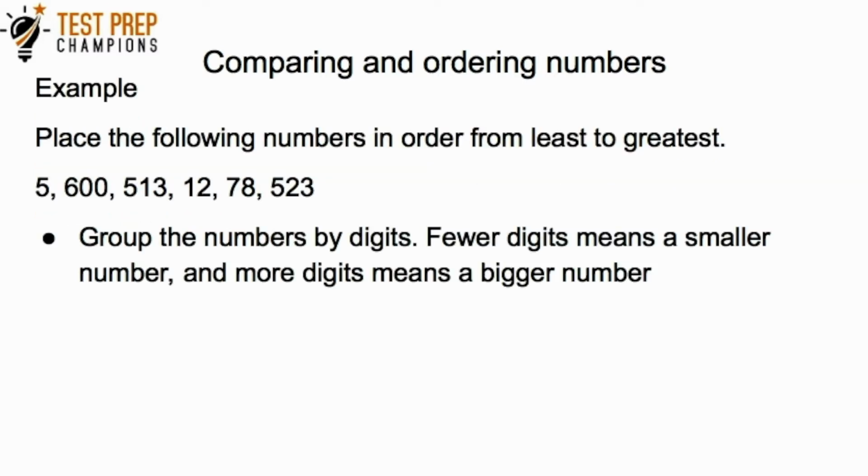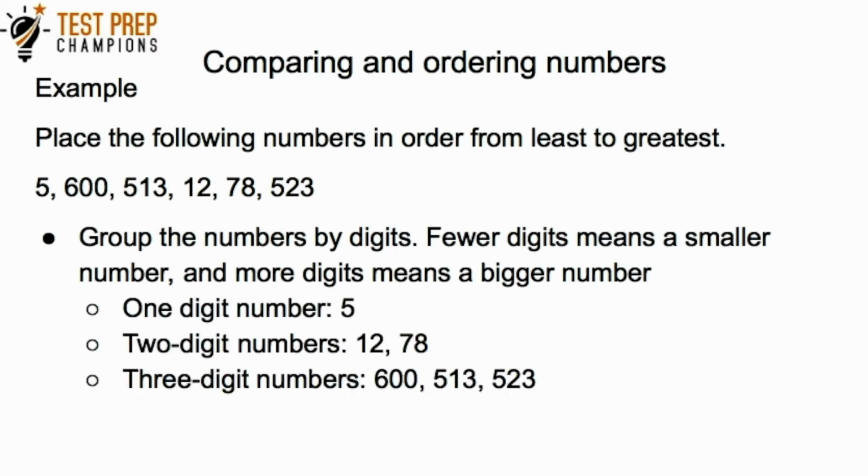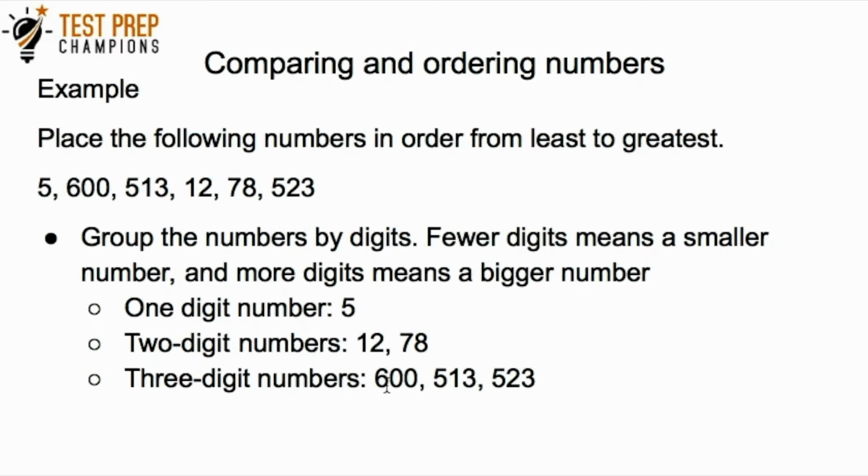Basically, the way most math books teach this is they want you to group the numbers by the digits, right? So fewer digits means a smaller number, and more digits means a bigger number. So basically, the way you would do this is you would say, well, 5 is a one-digit number, and 12 and 78 are both two-digit numbers, and 600, 513, and 523 are all three-digit numbers. So that would be the first step. If you want to do the textbook method here, you organize them by the number of digits.